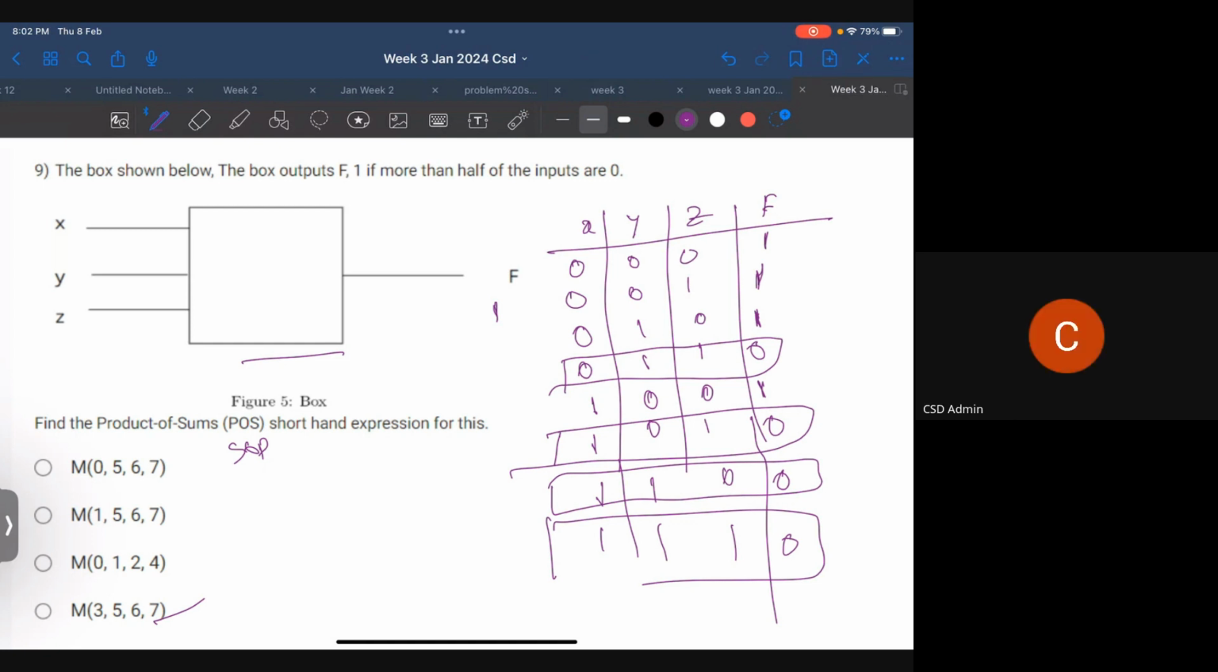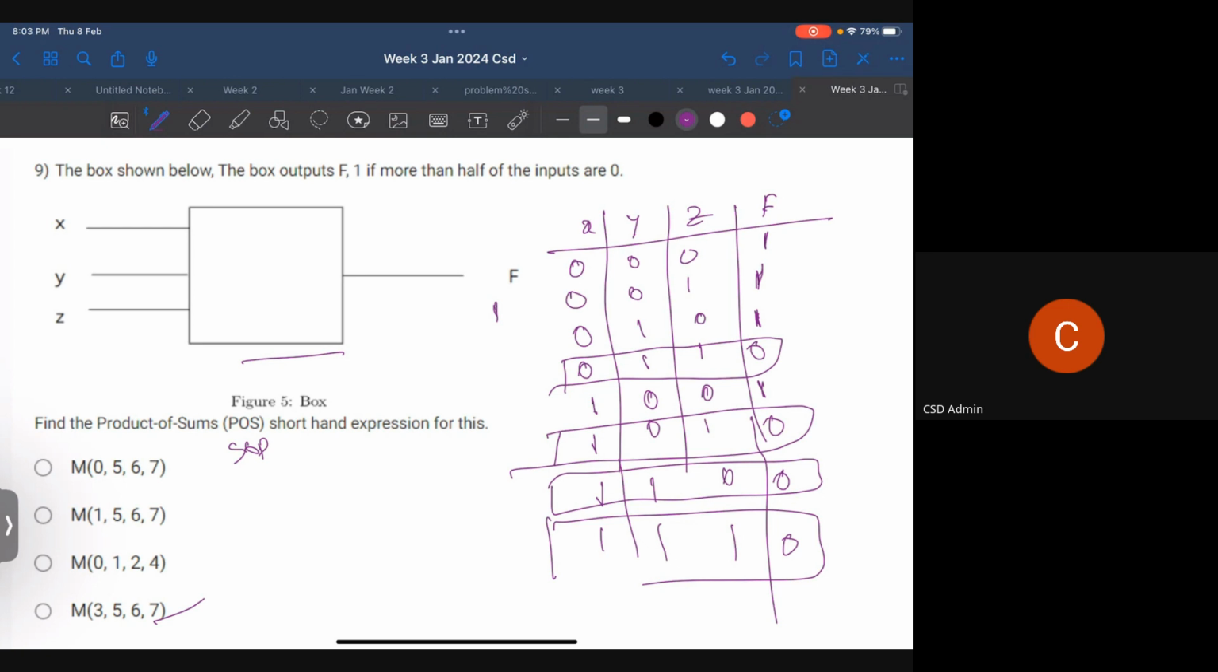And for minimization we'll be learning K-map also, so this will be in week 5. You have to solve all the questions. This is kind of an easy course, but you have to solve more and more problems. If you are able to solve that Morris Mano book, that will be good.